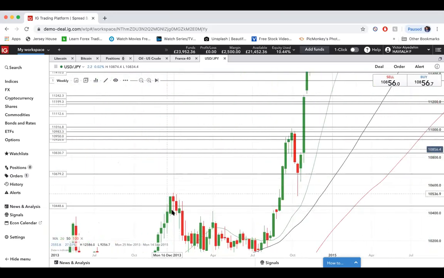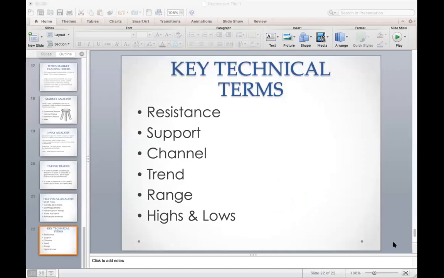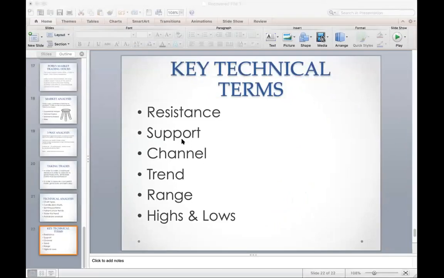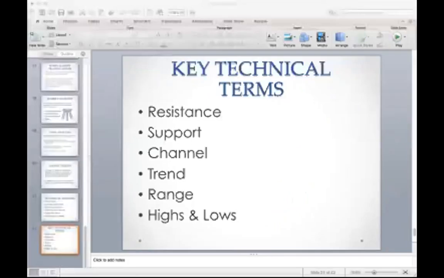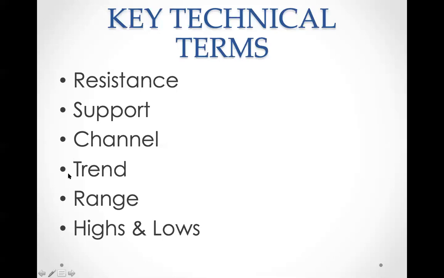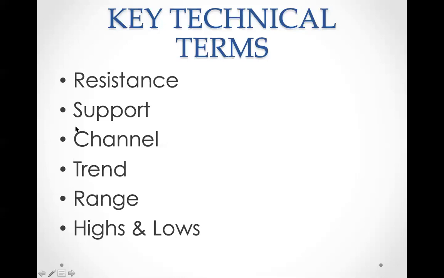You can see, again, support. I'm going to tell you what support and resistance means, but let me just do it now, because I'm going to start talking stuff now and you're going to think, what's this guy talking about? Can you all see my screen? Yeah. So let me just tell you what these terms mean, and then I'll go back to the chart, and then we're going to round up.